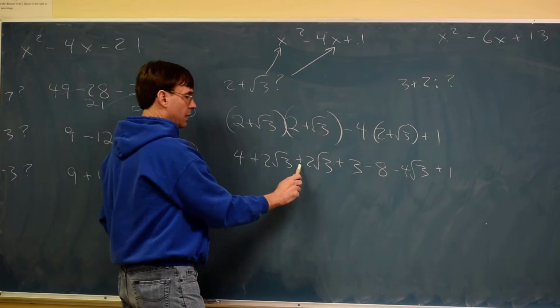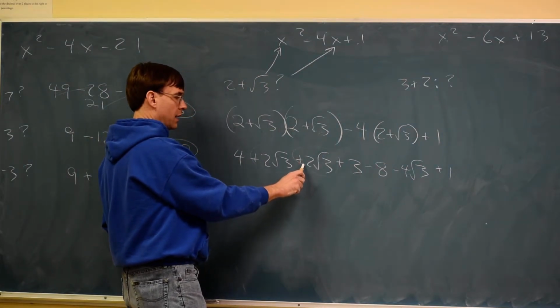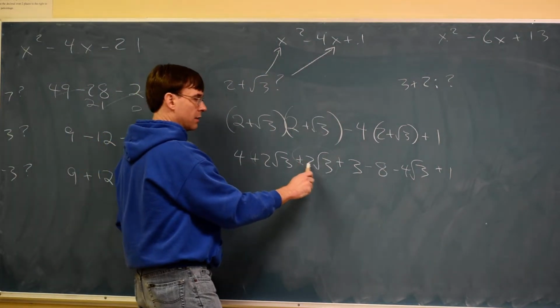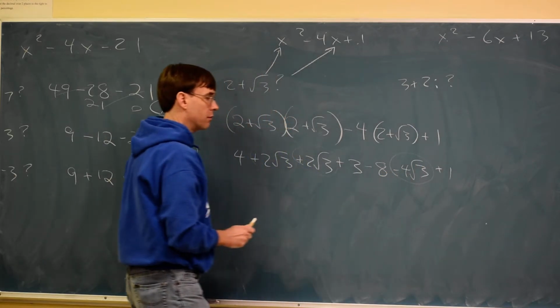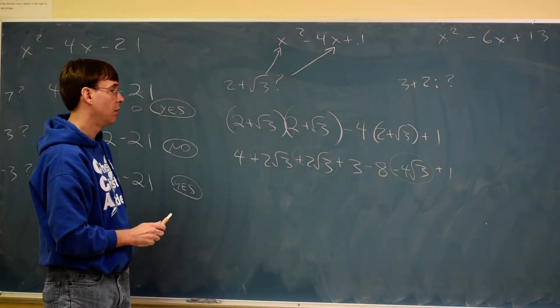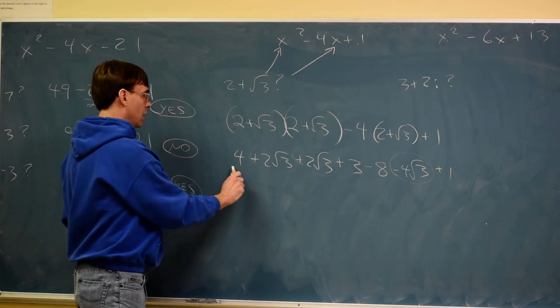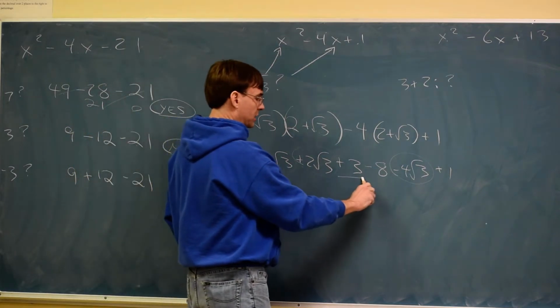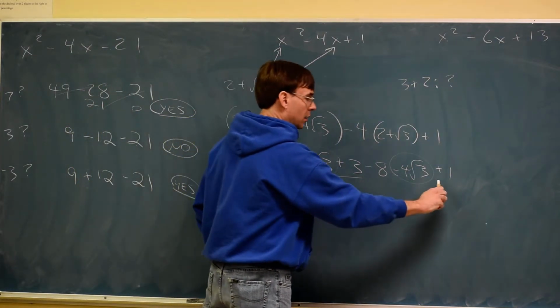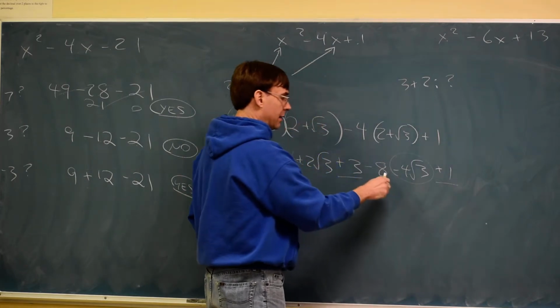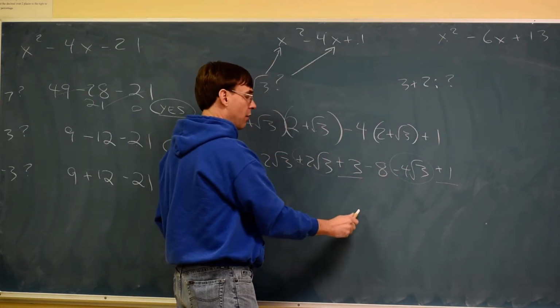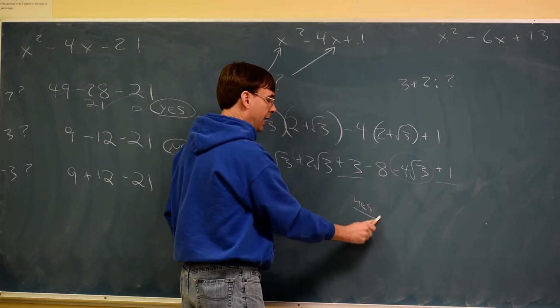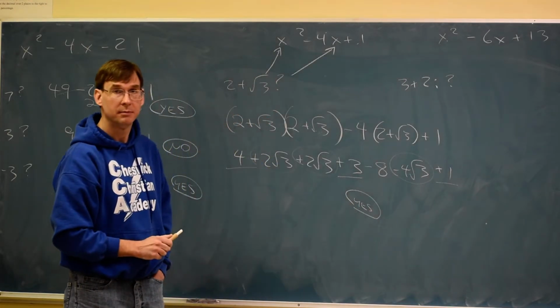Positive 2 root 3, positive 2 root 3, that's a positive 4 root 3. There's a negative 4 root 3 that would zero that out, so we've got a shot. There's a 4, plus a 3 is a 7, plus a 1 is an 8. There's a matching negative 8 that would zero that out, so we do all that, and we can say yes.